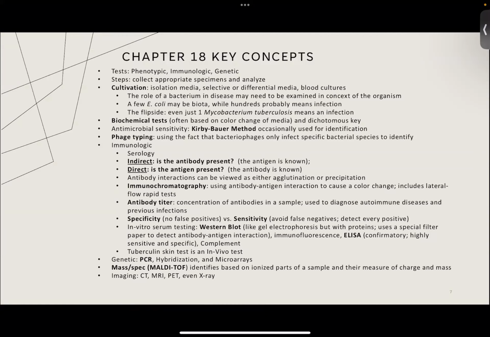We have 3 major groups of diagnostic tests. And so let me break them down. And this is organized a little differently than the study sheet, but we have all of these are phenotypic. All of these are immunologic.